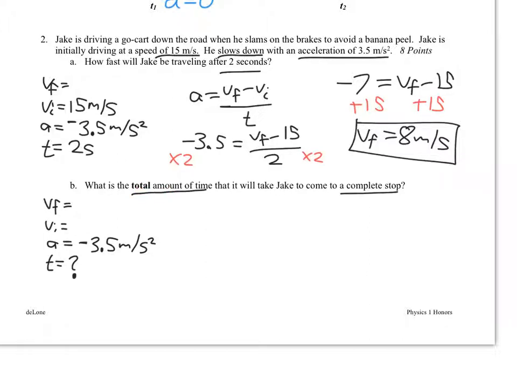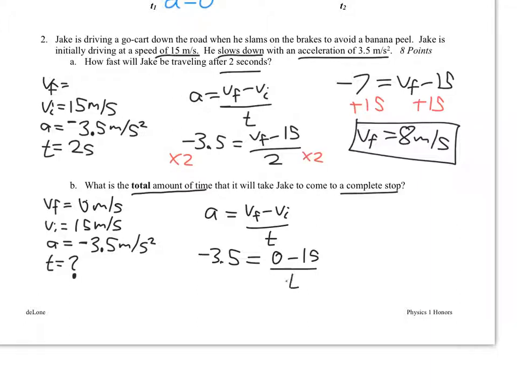I do know my Vi is still 15. And because I'm coming to a stop here, that means my Vf is going to be 0. So I'm going to set up the same equation here. Acceleration is (Vf − Vi)/t. So I have −3.5 = (0 − 15)/t now. So −3.5 is equal to −15 over t.